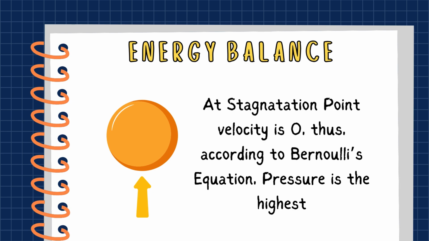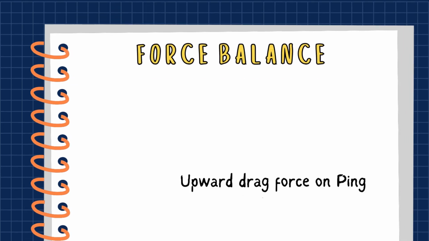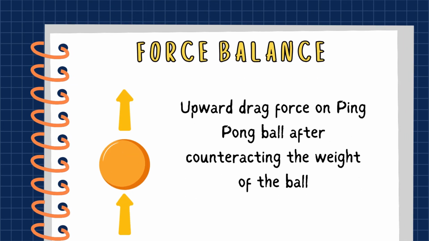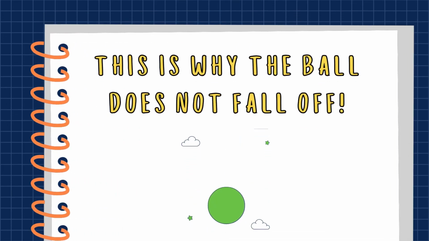According to Bernoulli's equation and the law of conservation of energy, when the velocity decreases, the pressure increases, and when the velocity is zero, the pressure is the greatest at the bottom of the ball, generating an upwards drag force on the ping pong ball. As the drag force is large enough to counteract the weight of the ping pong ball, it balances the forces within the flow. This is why the ball does not fall off the flow.